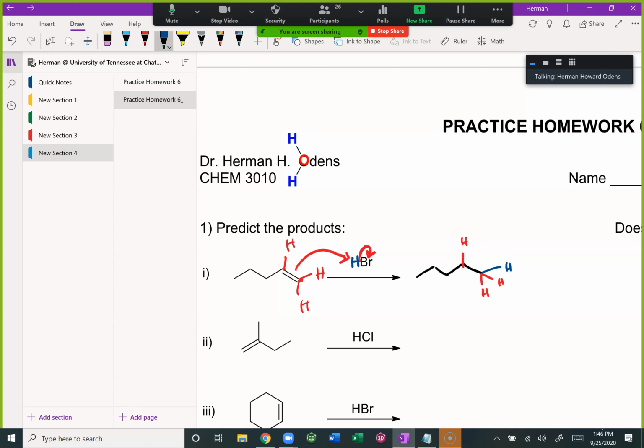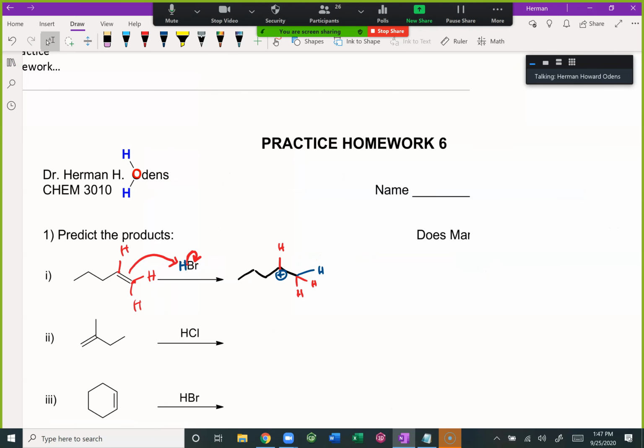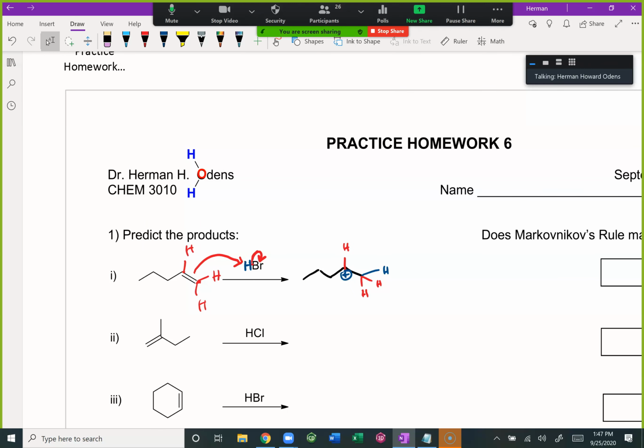And so what's going to happen to this carbon here? It's going to have a plus. It's going to be electron deficient, because what we're dealing with here is also carbocation stability. So carbocation stability says that tertiary carbocations are more stable. So let's say you have this, are more stable than secondary, let's say this one, and more stable than primary. All right.